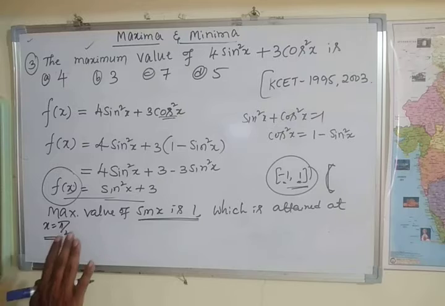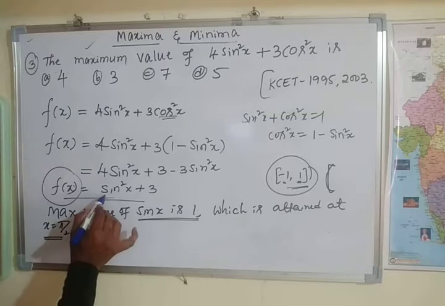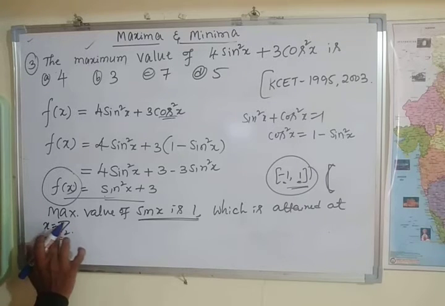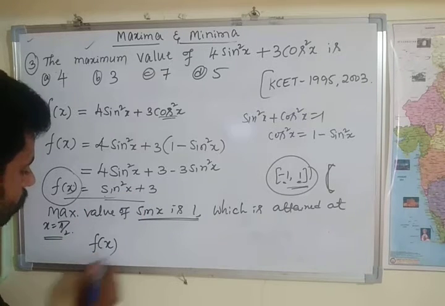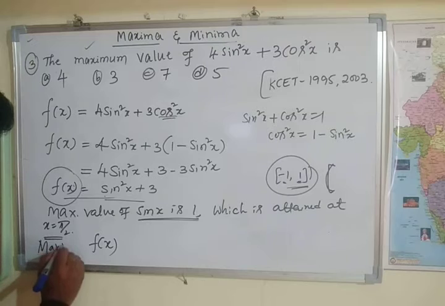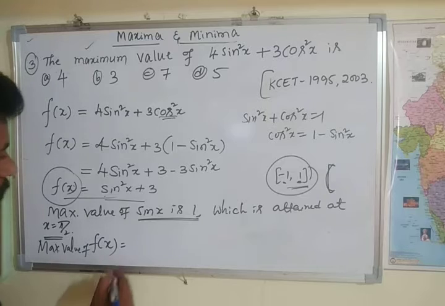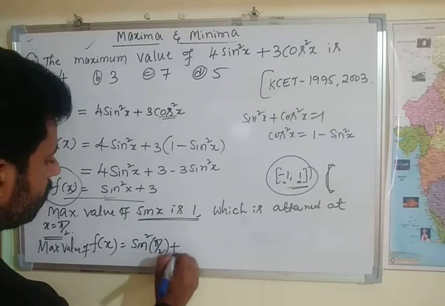Suppose we get the form sin x, we can write directly that the maximum value is 1. But here we have sin square x plus 3, which is attained at x equals pi by 2. Now we substitute x equals pi by 2 in this result. Therefore, the maximum value of f of x is, sin of pi by 2 is 1, 1 square is 1.